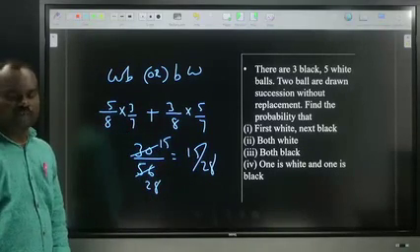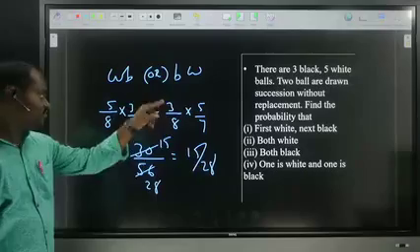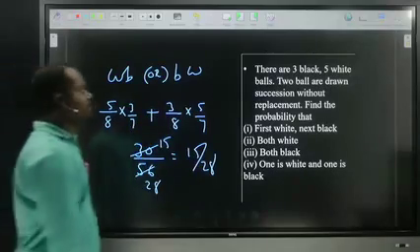First we saw one ball, two balls. Two balls in succession, one by one also we saw. Right.